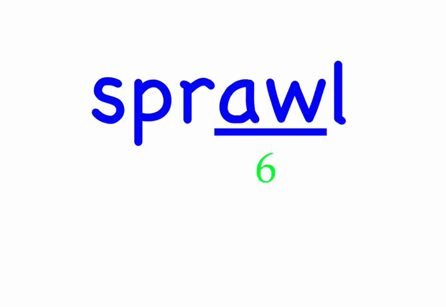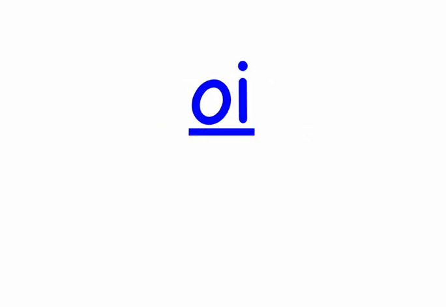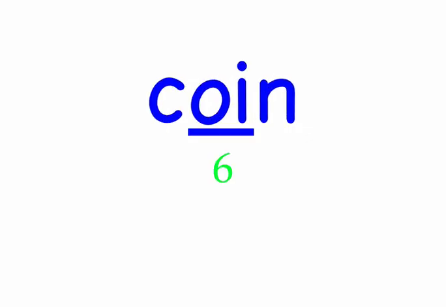Sprawl. How. How did you do that? How. 2 sounds. H, ow. How. Our last word, coin. I have 1 coin in my pocket. Coin. 3 sounds. K, oi, n. Coin. This completes the dictation of words from lesson 336.